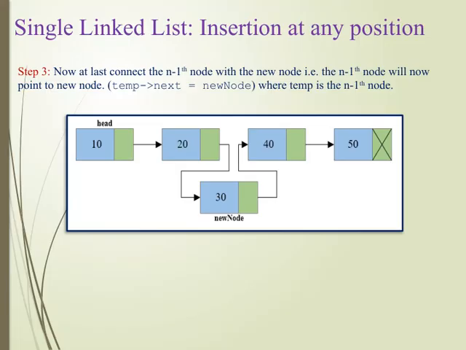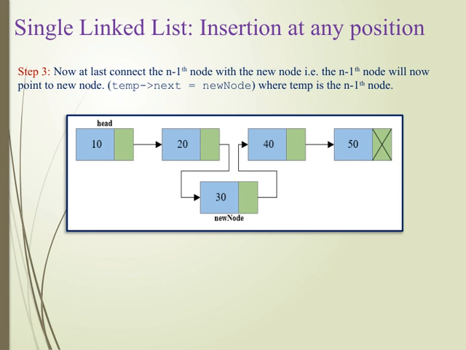All right, now we're at the final step in inserting a node at any position in a singly linked list. Here, we focus on connecting the new node to the existing list. The key idea is to link the node right before our new node, which we call the N-1 node, to the new node itself. This is done by setting the next pointer of that N-1 node to point to the new node. So, essentially, temp, which is our reference to the N-1 node, now points to the new node by writing temp next equals new node.